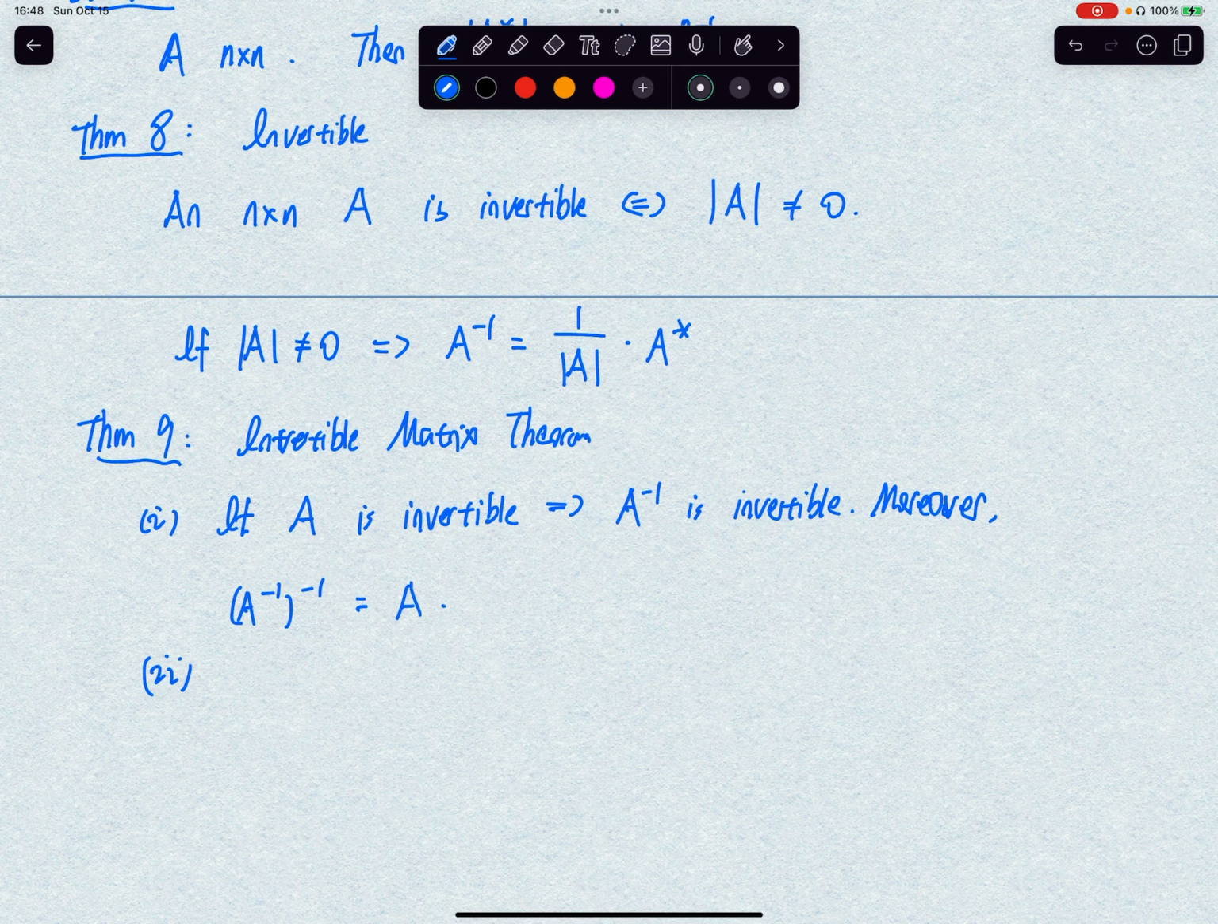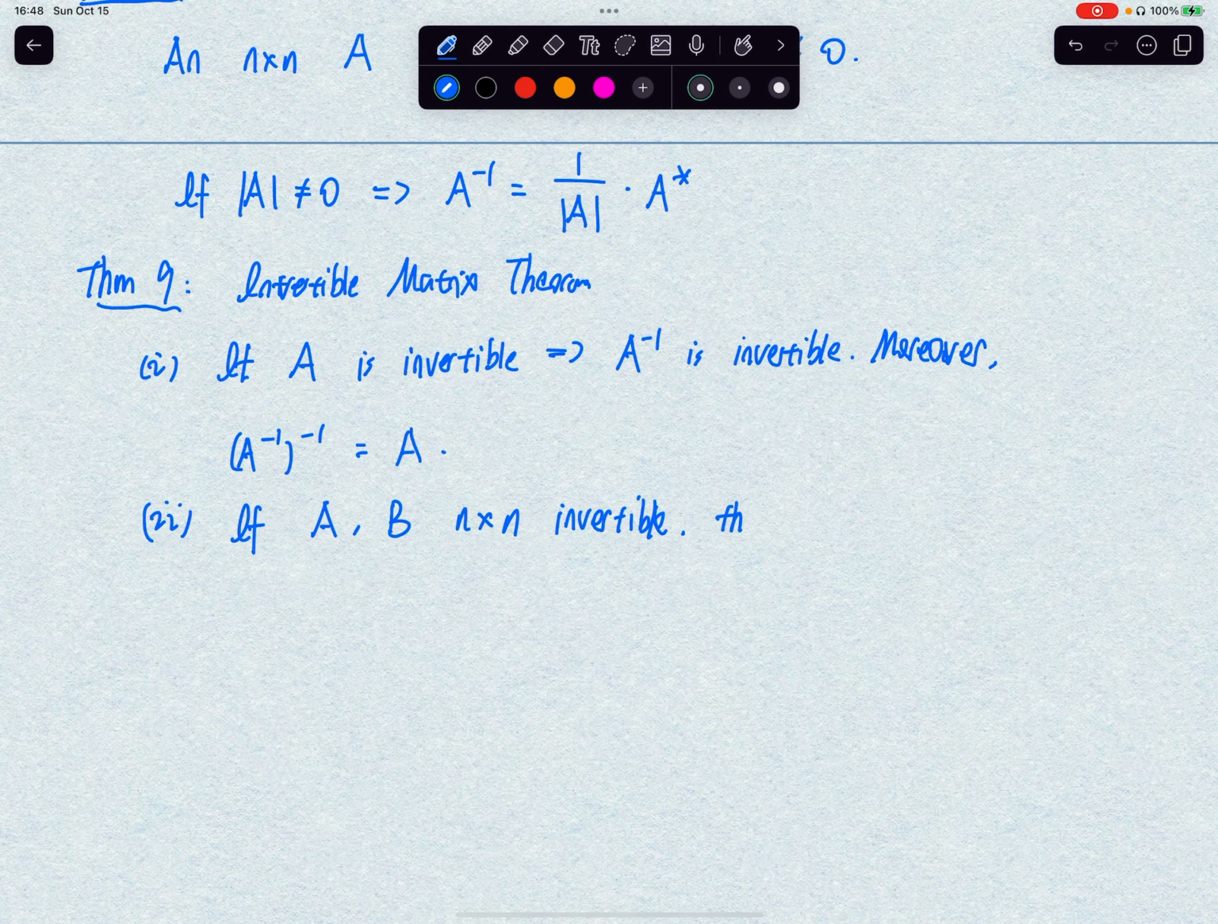And secondly, if A and B are n by n invertible matrices, then so is their product A times B. And the inverse of A times B is the product of the inverses of A and B in the reverse order. So taking the inverse of a product of matrices is order reversing. That really means (AB) inverse equals B inverse times A inverse.